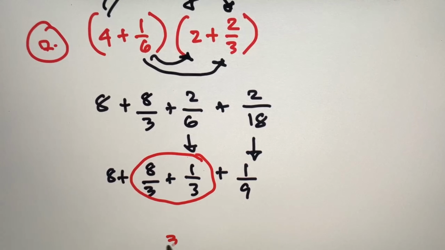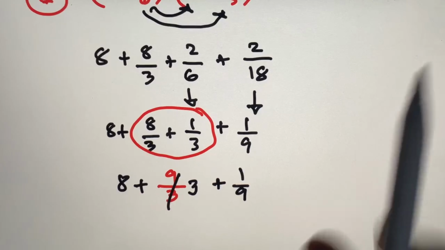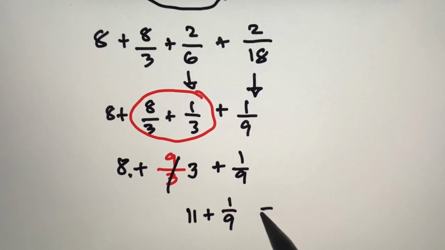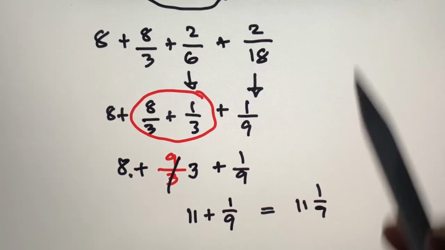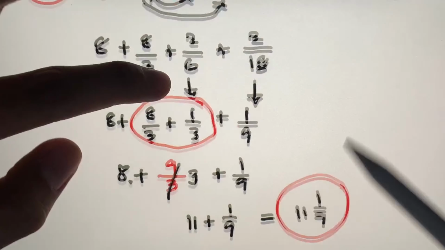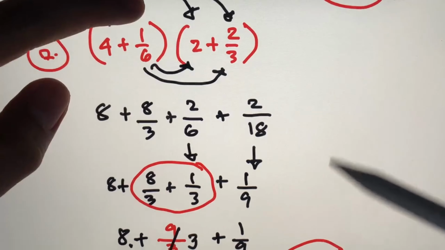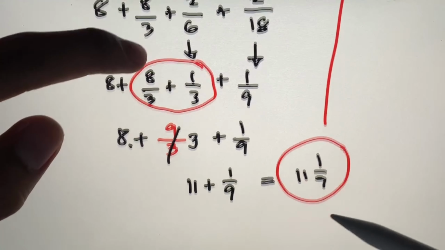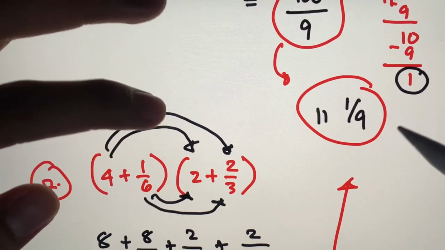We copy the denominator 3. 8 plus 1 would be equal to 9. We could simplify that as 9 divided by 3, that would be equal to 3. So that would be just 3. Bring down the other terms, and you'll have 8 plus 3 here, that will be equal to 11 plus 1 over 9. All you have to do is combine them into 11 and 1 over 9. So you'll have the same answer as from our standard way of solving the mixed fraction: 11 and 1 over 9.